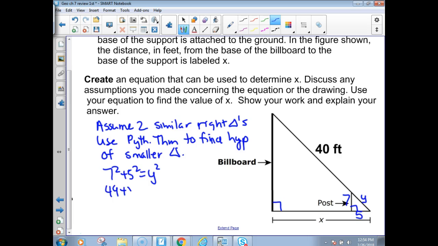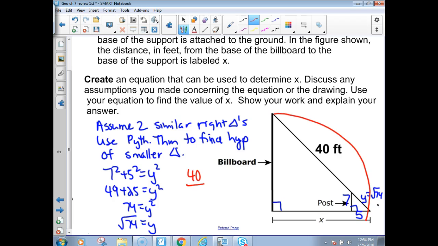So that's 49 plus 25 equals y squared. That's 74 equals y squared. And then we take the square root. So the square root of 74 is the length of y. And now I'm going to set up a proportion that compares this, which is 40, to the square root of 74, and x, that long side there, is to the 5 down here. Now, the 40 came off the large triangle. The square root of 74 came off the small. The x came off the large triangle. The 5 came off the small. And they correspond. So we cross multiply: square root of 74 times x is equal to 200.